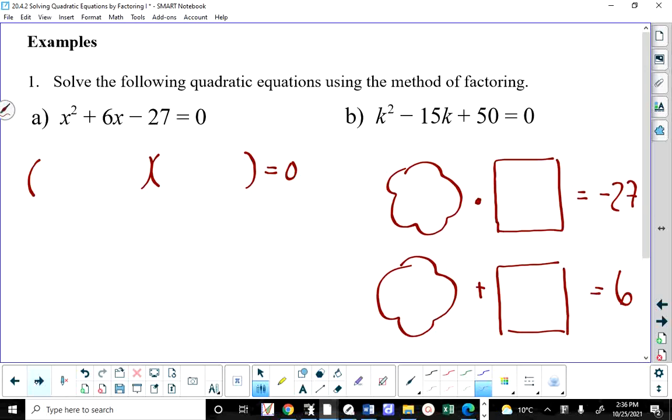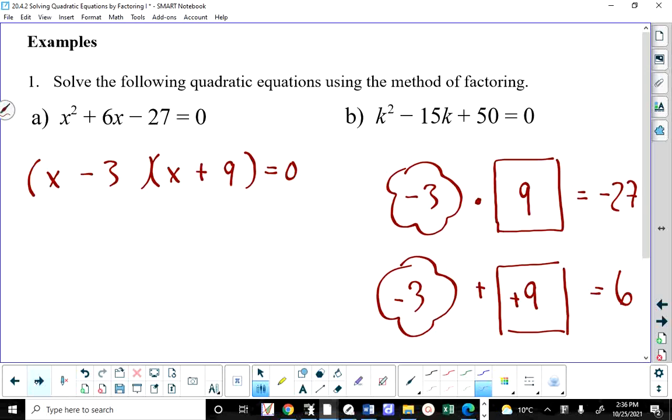This is an easy one if you know your times table, because 27 is either 1 and 27 or 3 and 9. I don't think there's any other factors. And 3 and 9 are 6 apart. So that's good. If I had 3 and 9, but the 9 was positive and the 3 was negative, that would give me positive 6. And then negative 3 times 9 is negative 27. So this factors into (x minus 3)(x plus 9).